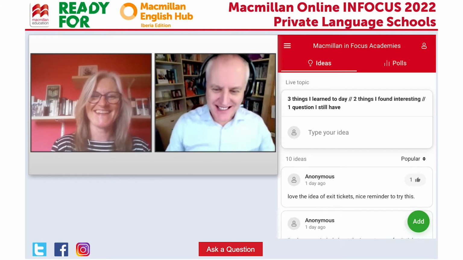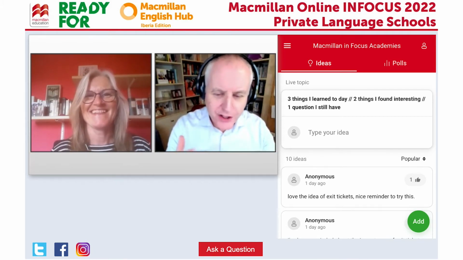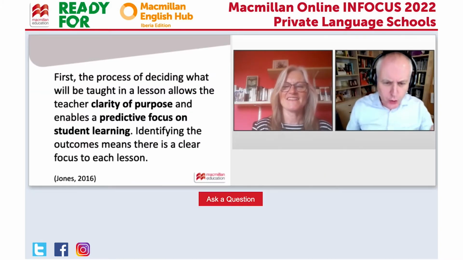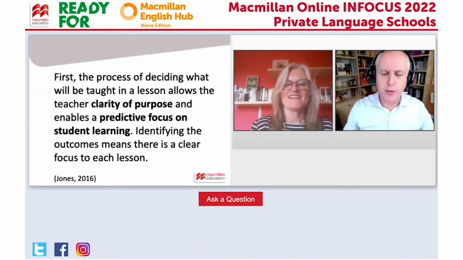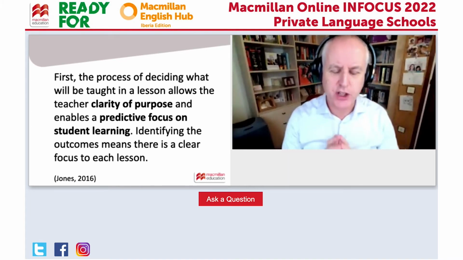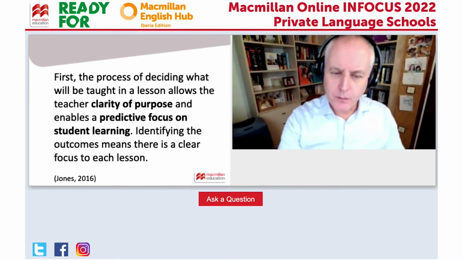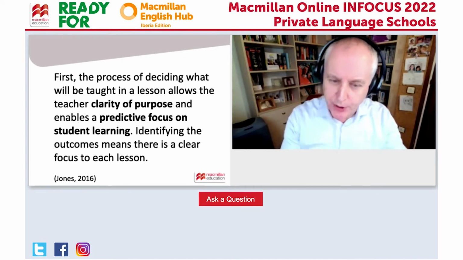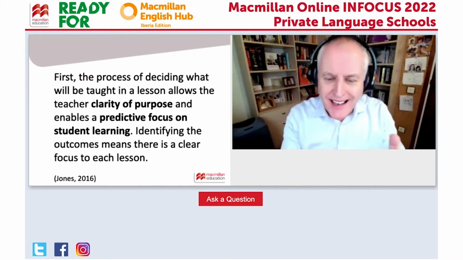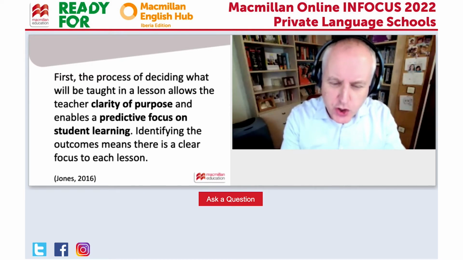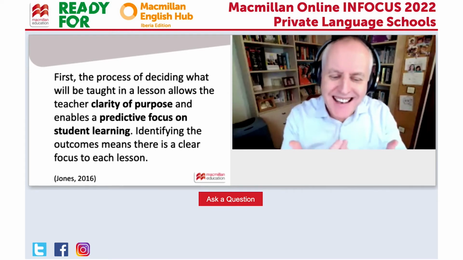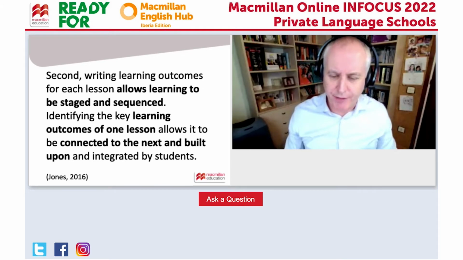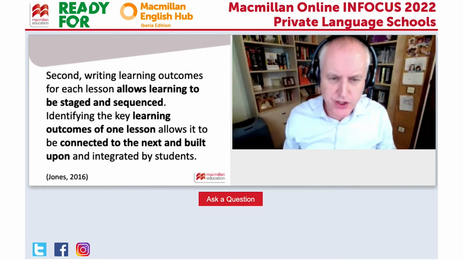Okay, they're absolutely fantastic. And this is 100% what the literature tells us about this. Five main benefits. We'll go through them very quickly because we haven't got that much time, but it's exactly what you've said there. So I'm delighted. Having these lesson outcomes allows clarity of purpose, which is one of the things you mentioned, and enables a predictive focus on student learning. So there's a clear focus to each lesson. That's the first thing.